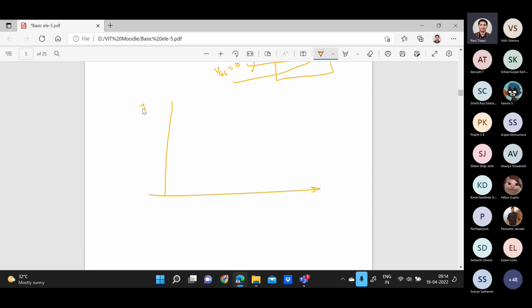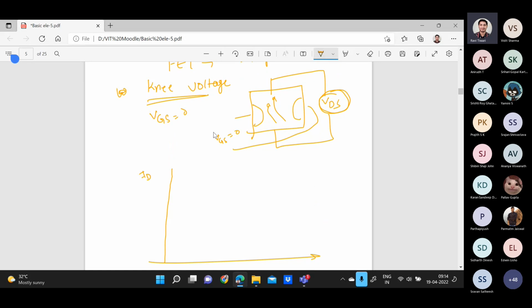Okay, this is ID, and this is VDS. So what happened? As VGS, I am assuming 0. Now I am increasing the value of VDS. So it will increase linearly, because as you are increasing the VDS, more electrons are moving like this. But what will happen? It will increase only up to the knee voltage. Up to this voltage is called the knee voltage. And after this, if you increase, what will happen?